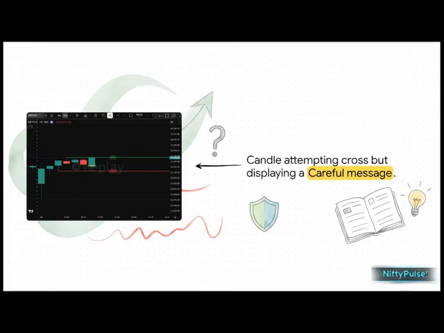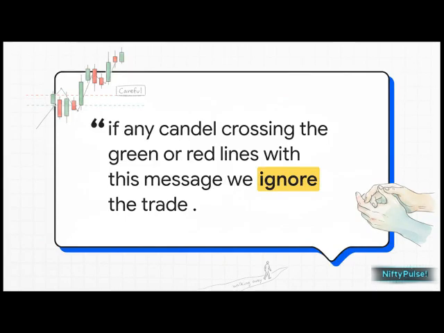It clearly says, careful. The indicator actually recognizes a false signal or an underlying lack of true momentum, and it literally slaps a visual warning label right onto the price action for you. And here is the exact uncompromising rule straight from our source text. If any candle crosses the green or red lines with this message, we ignore the trade. Notice how incredibly definitive that is. We ignore the trade entirely.